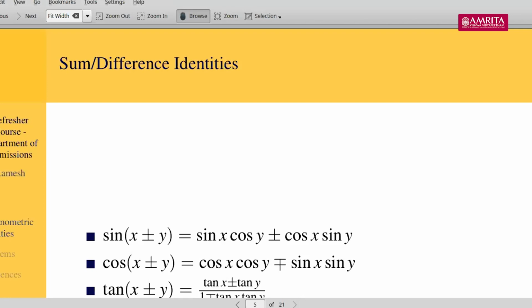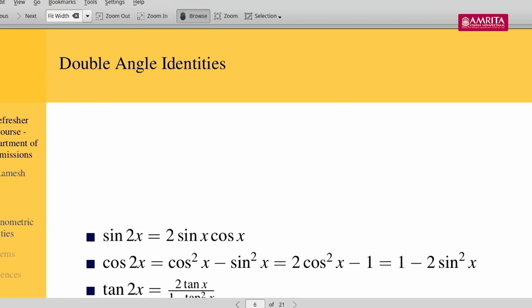Shall I go to the next one? Next identity? Okay, yes, sir. If there are any queries, they'll be typing that in the chat box. Yeah. Then only I can. Fine. So I'll go to the next identity.